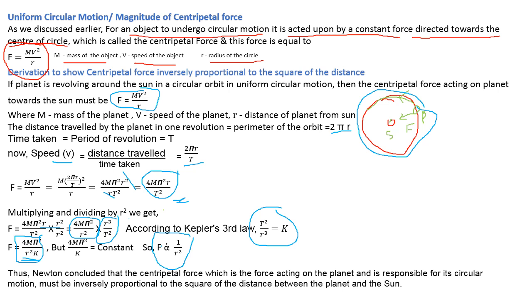So you may get a question, derive the inverse law. It's nothing but this same derivation, or the question may say, show that the centripetal force is inversely proportional to the square of the distance. Again the derivation is the same. So understand, remember, and practice the derivation at home.